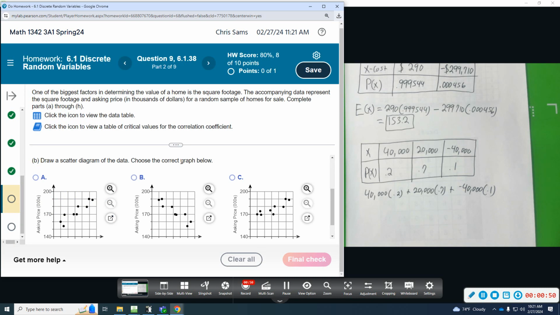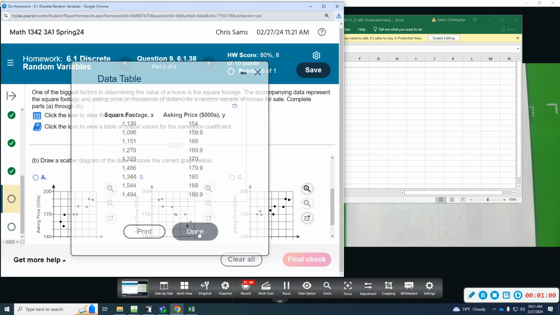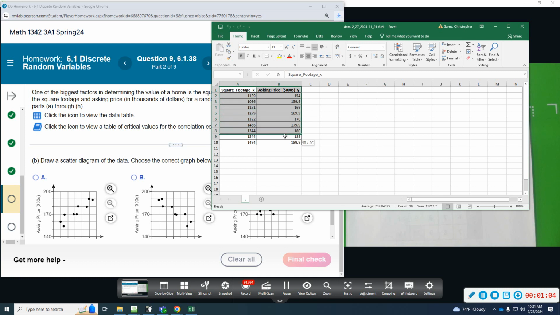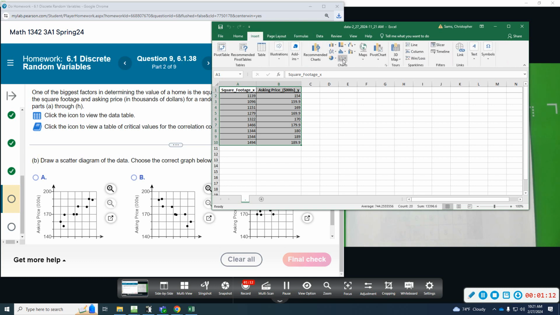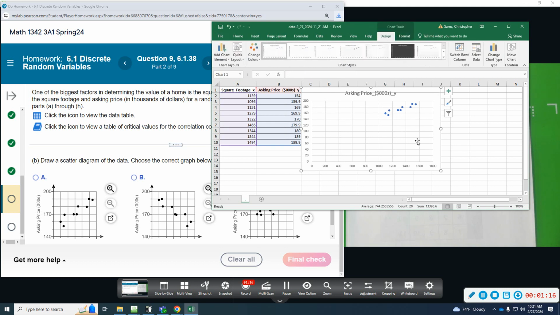If we were to draw a scatter diagram, we can do a couple things. We can copy this in Excel or StatCrunch. Let's just do Excel. I'm familiar with using that most. We will highlight the data. I'll copy it. We're going to go to Insert, Charts, and we're going to do this scatter diagram. I think we can edit it, but let's just look.